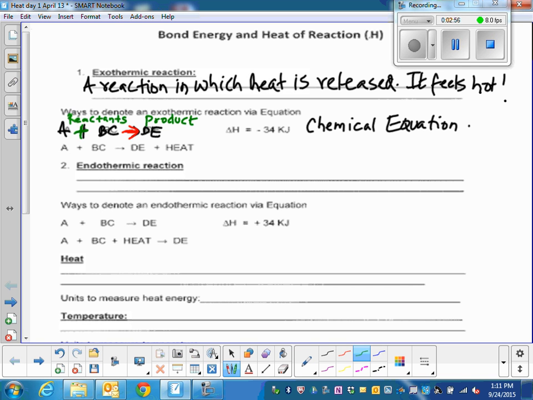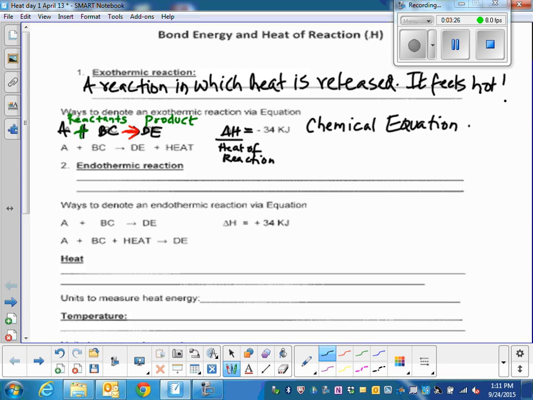Now, the most important part is, after a chemical reaction, do you see the sign delta H? What does the delta H stand for? It stands for heat of reaction. Heat of reaction. That's equal to, do you notice the sign there? Is it positive or negative?